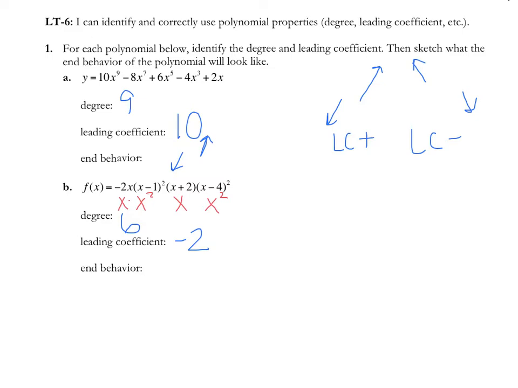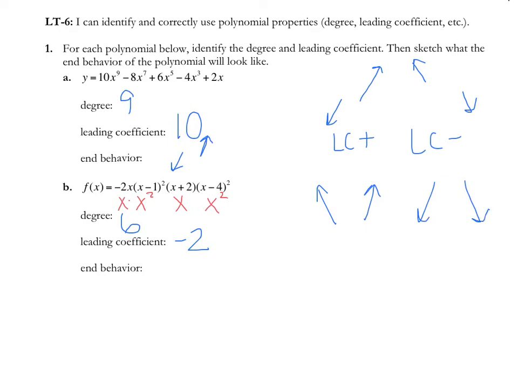Now this is an even degree. Remember, when we looked at different kinds of polynomials, we found that for an even degree polynomial, the end behavior will either go up to infinity on both sides, to the left and right, or down to negative infinity on both sides, to the left and right.